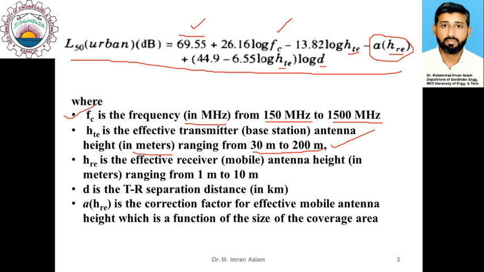HRE is the effective receiver or mobile antenna height. Again, this height should be taken in meters, and for this particular model HRE is taken between 1 meter and 10 meters. So the applicable range for HRE is 1 meter to 10 meters. d is the transmitter receiver separation, which is taken in kilometers. You must take care of the units as well, because this model is based on specific units. Antenna heights are taken in meters, whereas the distance is taken in kilometers.